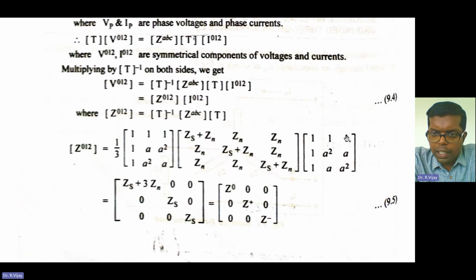First you multiply this 2, and with that answer, again you multiply with this. So you'll get 0, 0, Z_S. So this we are converting into the zero sequence component, this is the positive sequence component, and this is the negative sequence component. So that is in terms of Z0, 0, 0, 0, Z plus, 0, 0, 0, Z minus. So what we are doing is converting Z012 in this matrix to the zero, positive and negative sequence components.